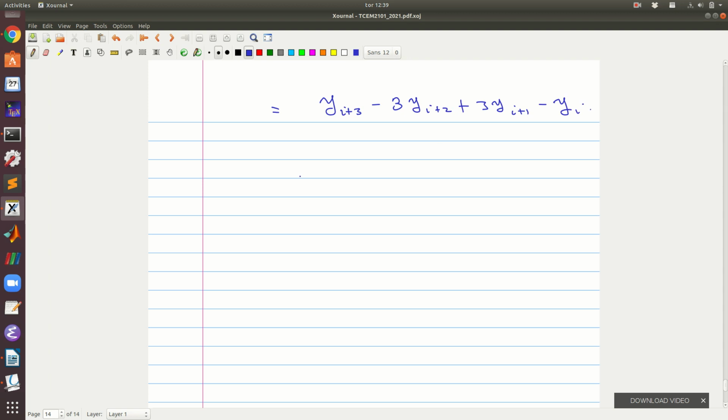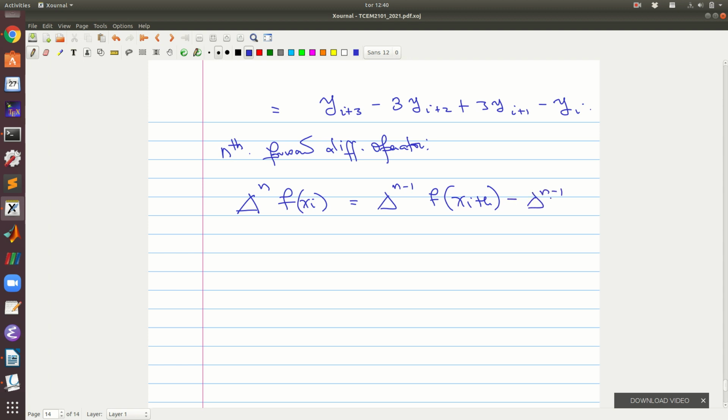Okay, and then in particular we'll come up with the nth forward difference operator. We can see a general pattern if you do that for quite some time. The nth forward difference operator. Anyway, you can check it out in the book. The nth difference operator at xi is going to be given by this, xi plus h, minus that f of xi.